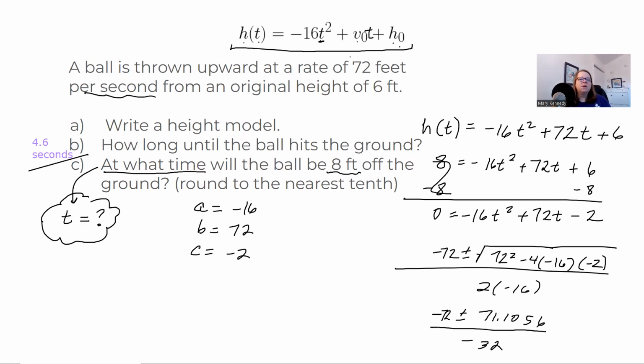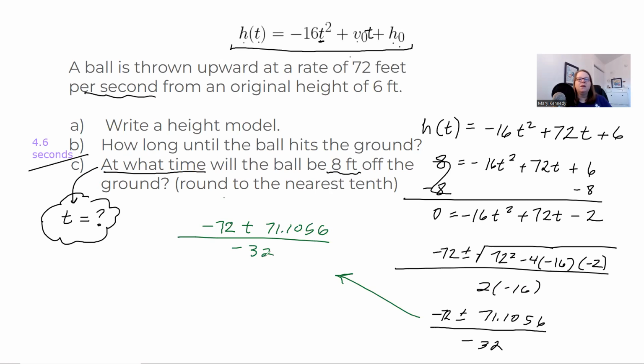Here's where I'm going to split this apart and change the color. I'm going to do this once with a plus sign. I want to have lots of space here, so I'm going to erase. So I've got -72 plus 71.1056 over -32. That is one of my solutions. And then the other is with a minus, since it's plus or minus: -72 minus all of that.